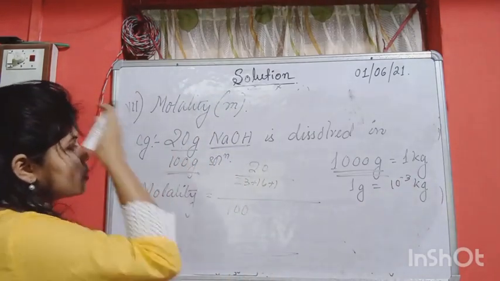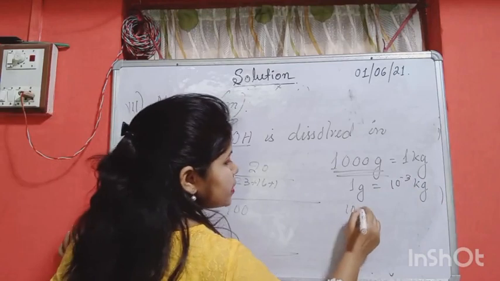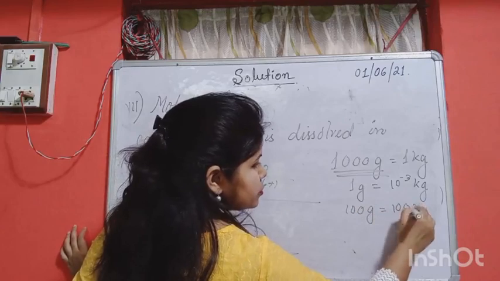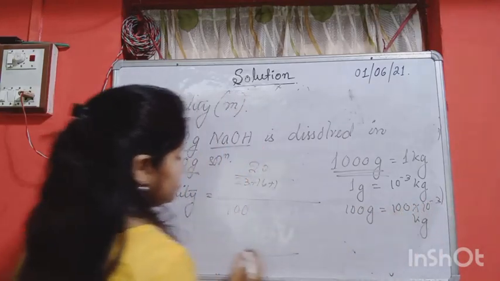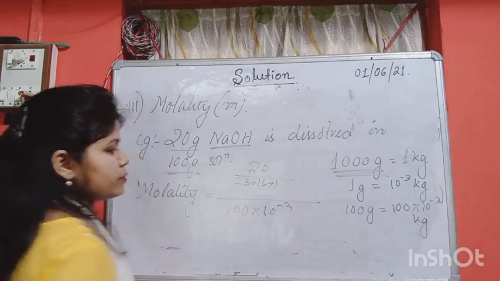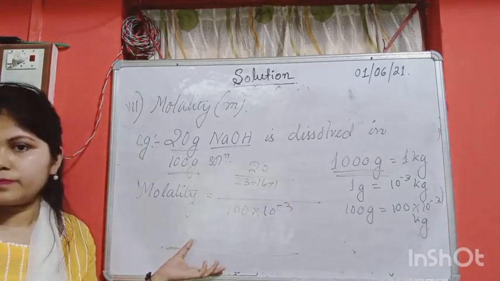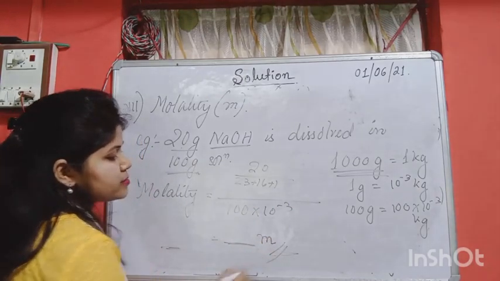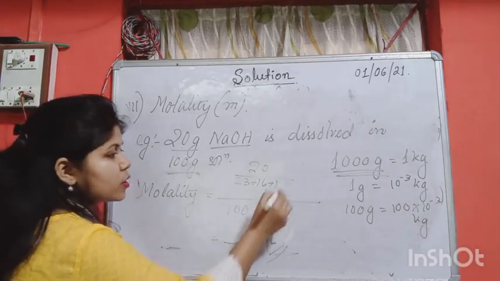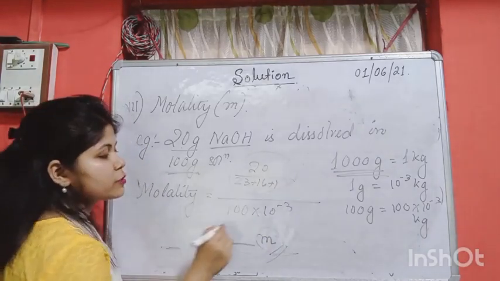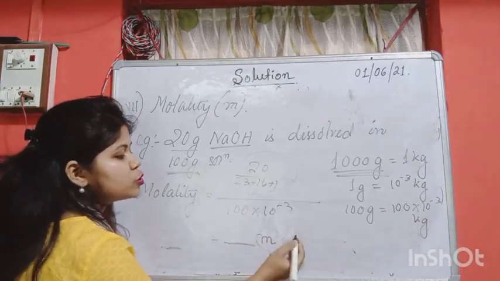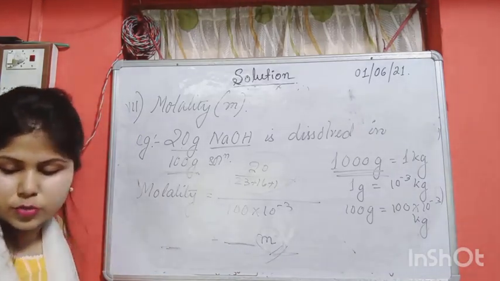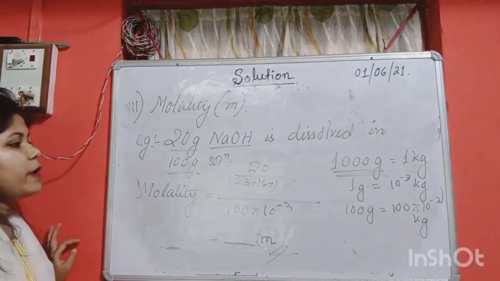So we have to convert this 100 gram solution. 100 gram is equal to 100 into 10 to the power minus 3 kg. Like this we will find out a value which will be represented as m. This small m represents moles, because this is the number of moles of solute divided by the mass of the solvent in kg. So the unit for molality can be moles per kg. This is all about molality.